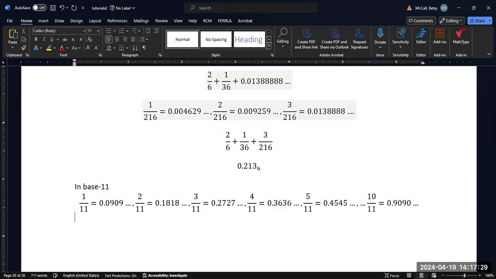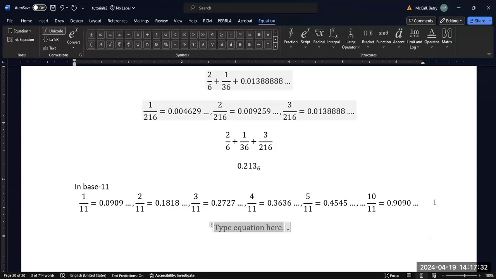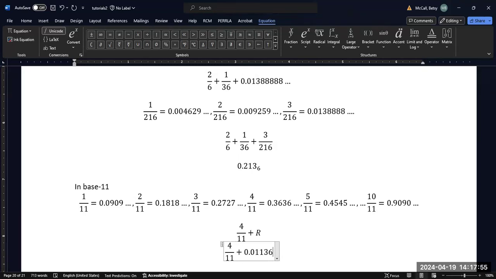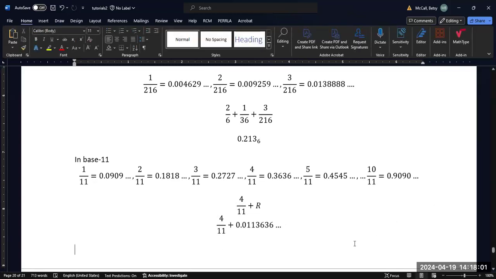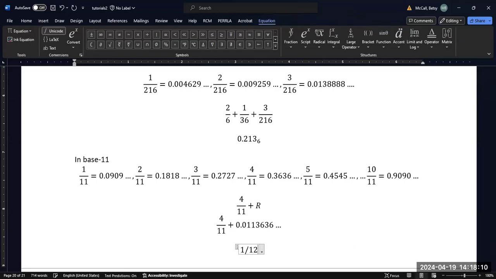So our first breakdown is going to be 4 over 11 plus some remainder. And that remainder is going to be 0.375 minus 4 divided by 11. And we're going to end up with 0.01136... So then our next power of 11 is 121. So 1 over 121.